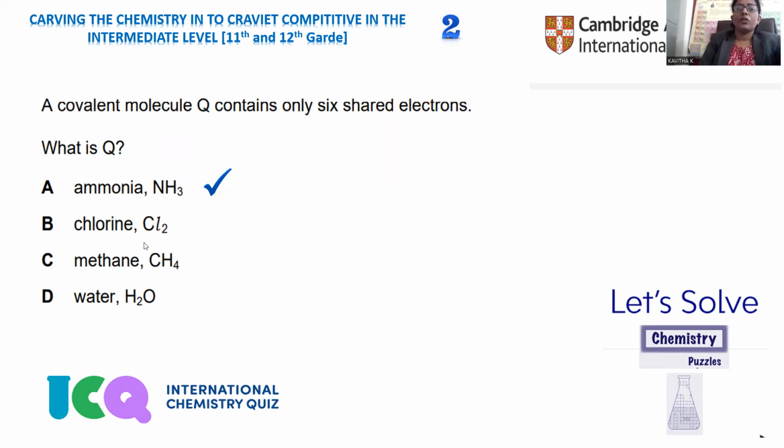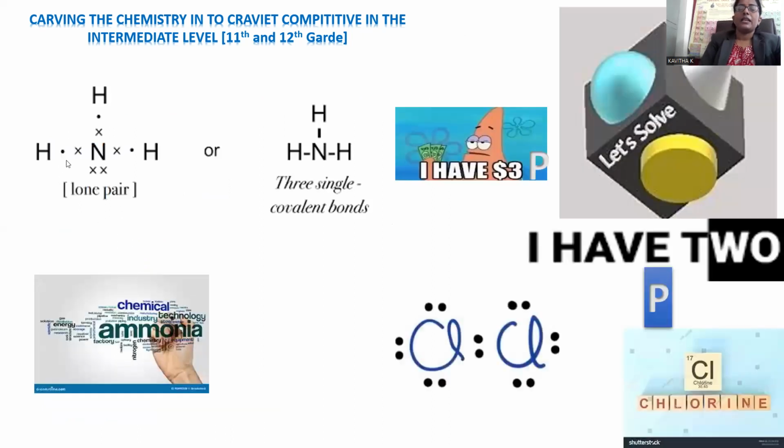Ammonia is given, chlorine is given, methane is given, water is given. This is in accordance with the Cambridge International Education System. All these molecules are part of the covalent system only. All consist of covalent bonds during their formation. We have to identify which has six shared electrons in the given compound. For that purpose, let's consider the ammonia molecule.